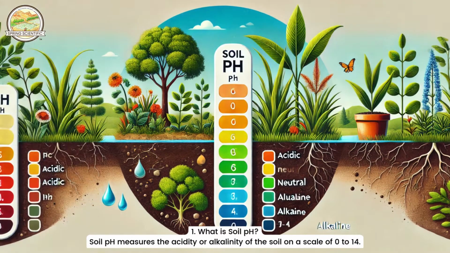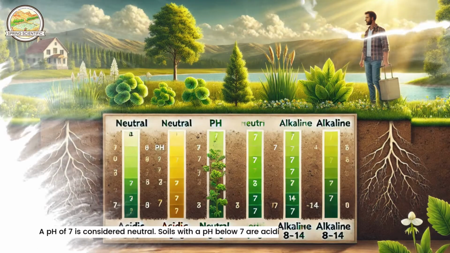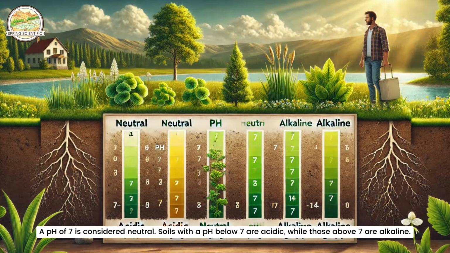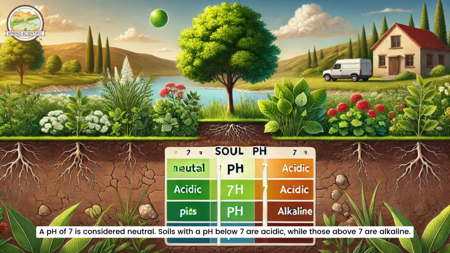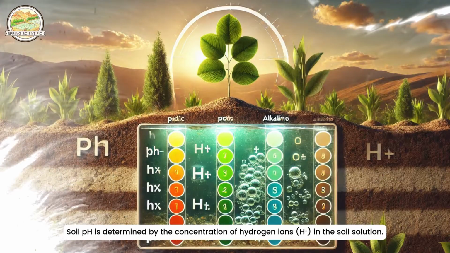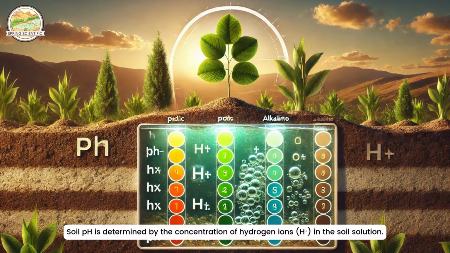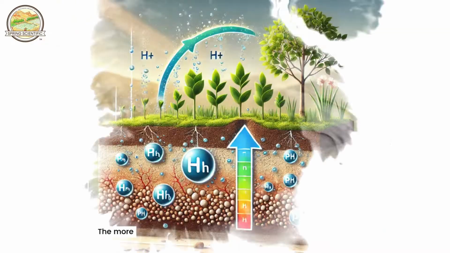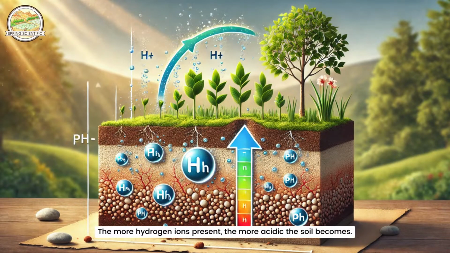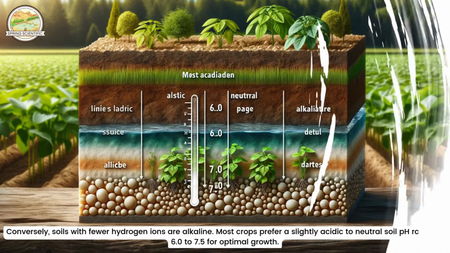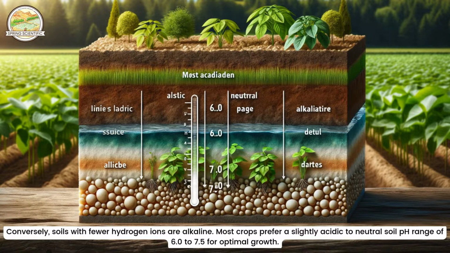Soil pH measures the acidity or alkalinity of the soil on a scale of 0 to 14. A pH of 7 is considered neutral. Soils with a pH below 7 are acidic, while those above 7 are alkaline. Soil pH is determined by the concentration of hydrogen ions, H+, in the soil solution. The more hydrogen ions present, the more acidic the soil becomes. Conversely, soils with fewer hydrogen ions are alkaline. Most crops prefer a slightly acidic to neutral soil pH range of 6.0 to 7.5 for optimal growth.